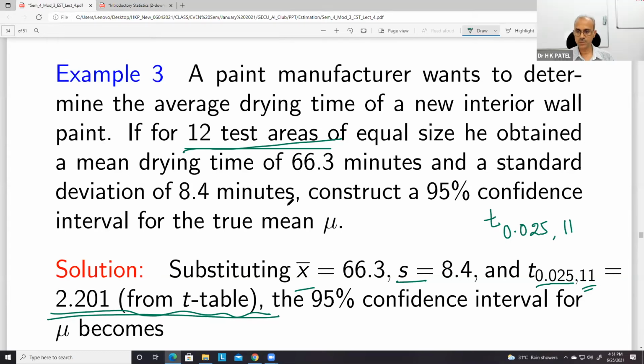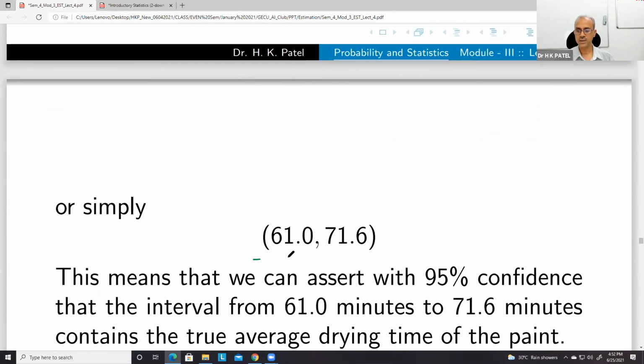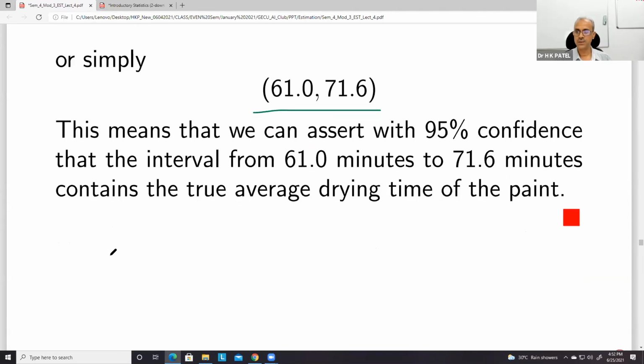So in this problem every value is now obtained. Just substitute here. This is X bar. This is t alpha by 2. This is the standard deviation, and this is root of n. n is 12. So you can calculate these values, and we get 61.0 to 71.6. So we can assert with 95% confidence that the interval from this to this, in minutes, contains the true average drying time of the paint.